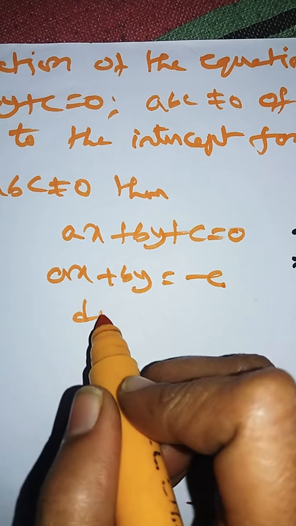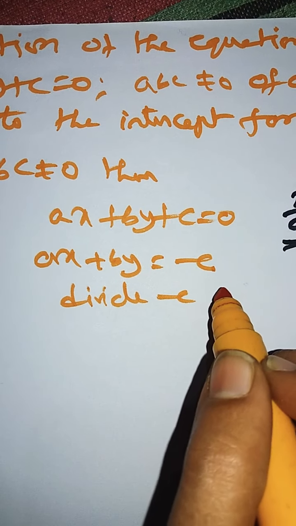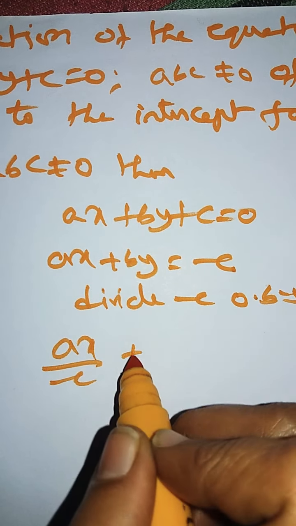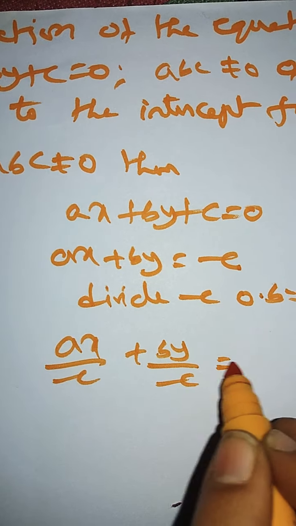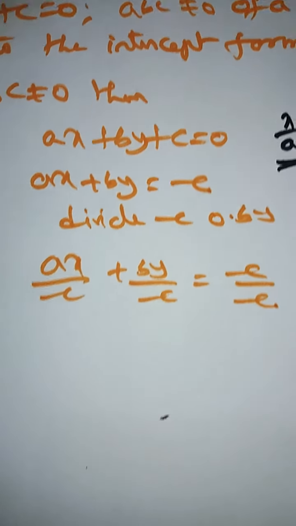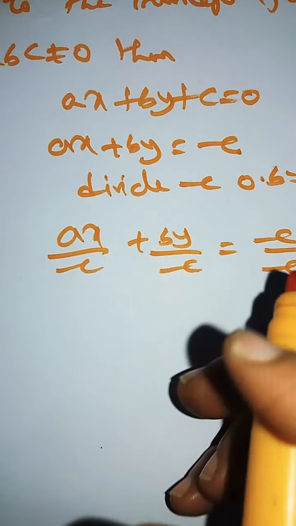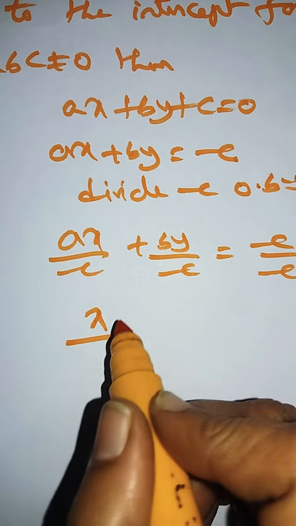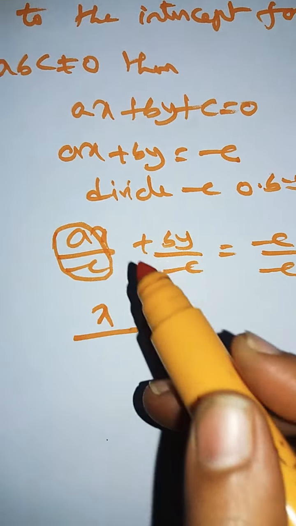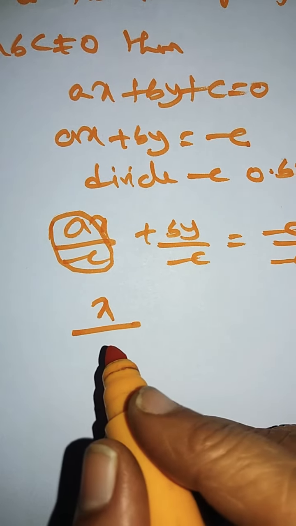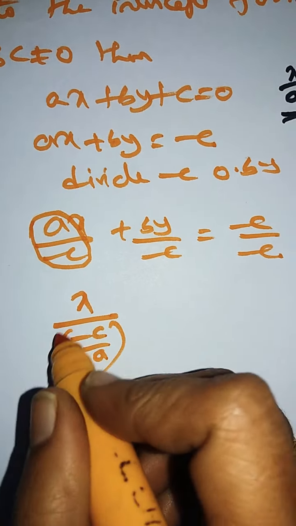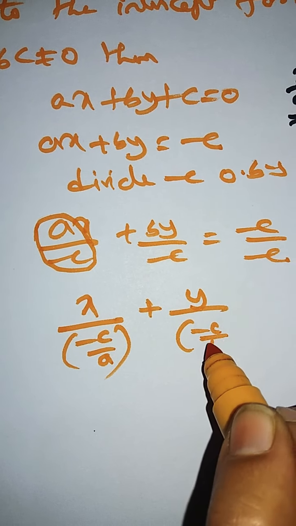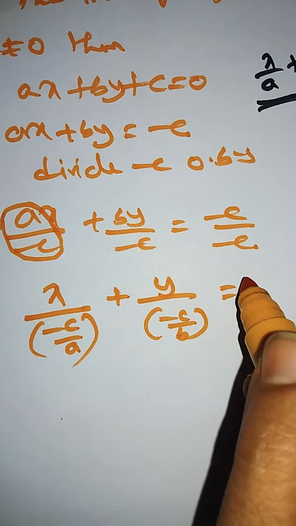Now divide by minus c on both sides. We will get ax by minus c plus by by minus c is equal to minus c by minus c. Each and every term divided by minus c. Then we will get here x by a by minus c. When I send it to the denominator, it will become minus c by a, plus y by minus c by b is equal to 1. Any doubt?